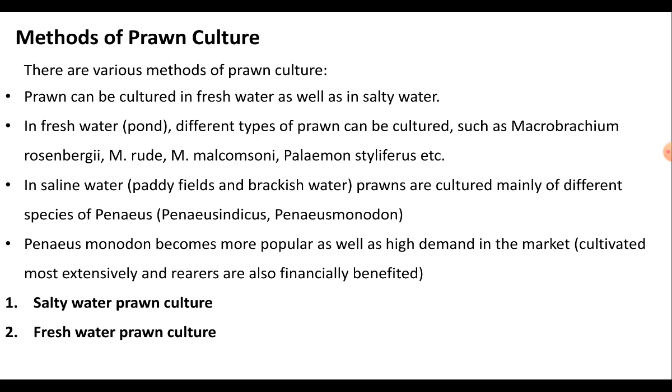So based on the type of water body used for prawn culture, it can be classified into salty water prawn culture and freshwater prawn culture. In salty water prawn culture, paddy fields and brackish water are used, whereas in freshwater prawn culture, ponds are used for the prawn culture.